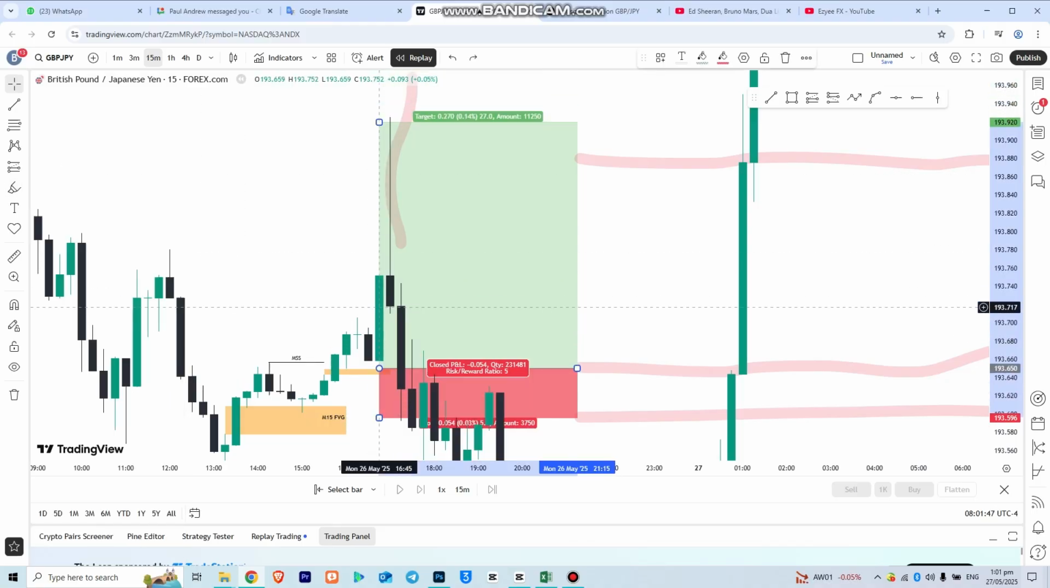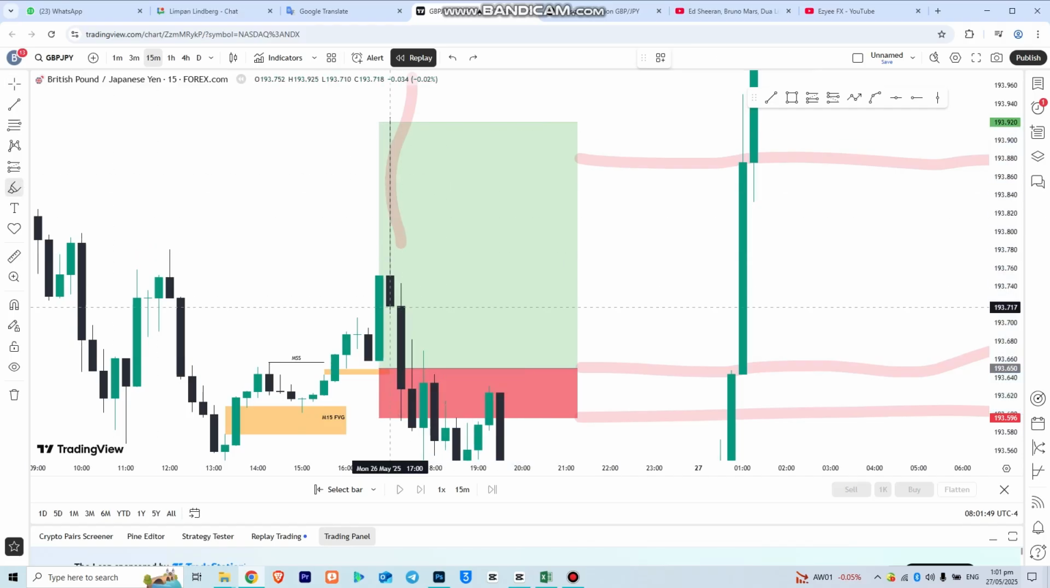Immediately price gave this heavy bullish green candle, which already is 1:2. Immediately I just closed my position. It's already a missed trade for me.